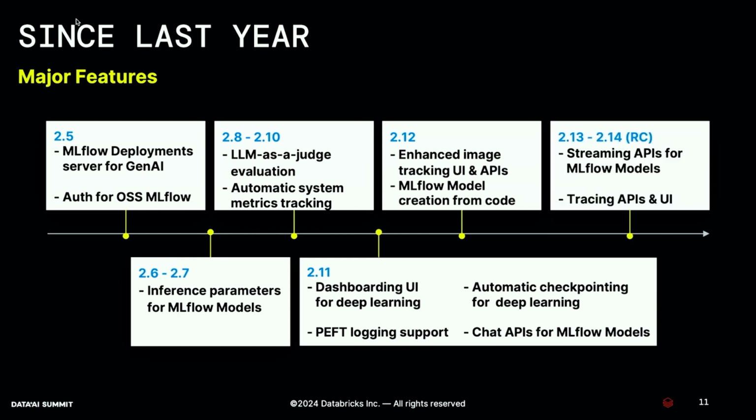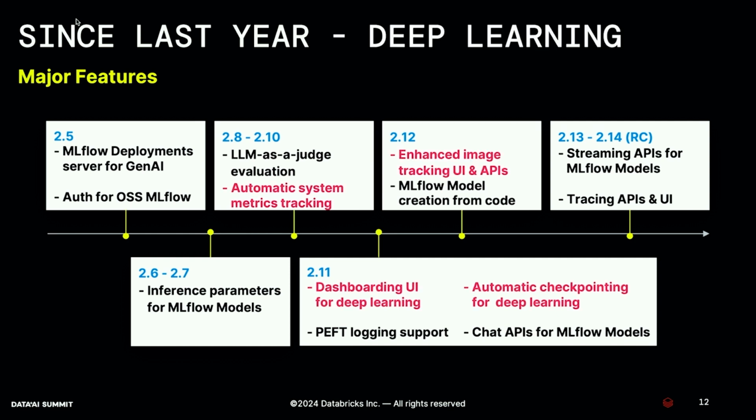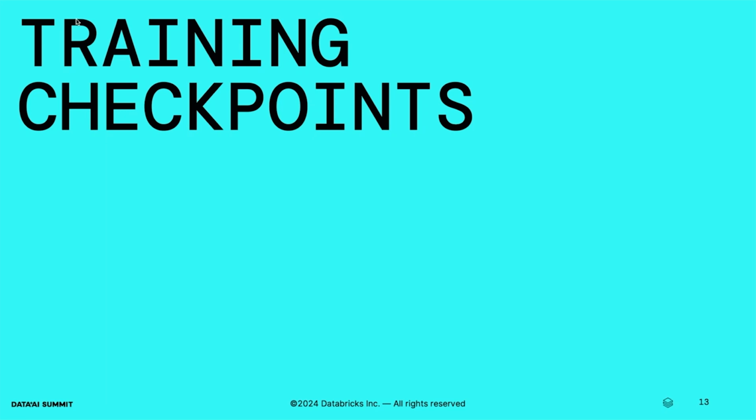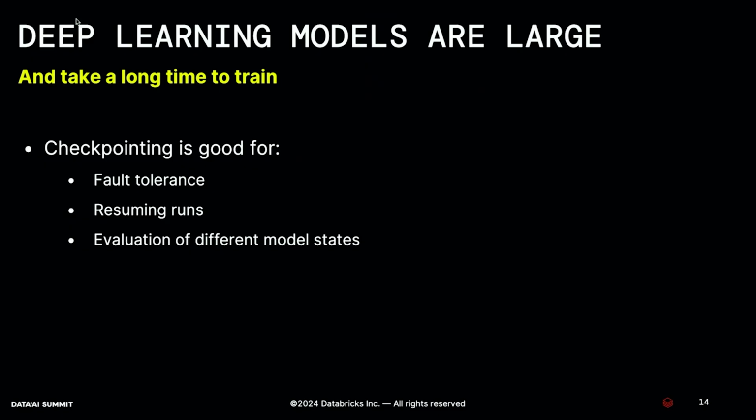And finally, and perhaps what we're most excited about in the recent releases of MLflow, we introduced streaming inference APIs for any MLflow model and a brand new tracing capability that Ben will be talking about in detail. But before we get there, I'd like to start by covering some of our deep learning advancements in a little more depth, beginning with automated checkpointing for training workflows. It's probably not news to anybody in this room, but deep learning models are often quite large, and they take a really long time to train.